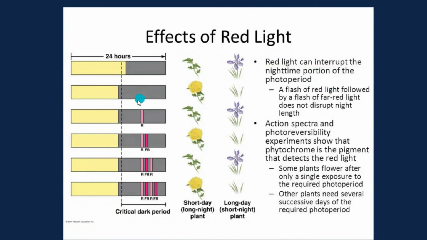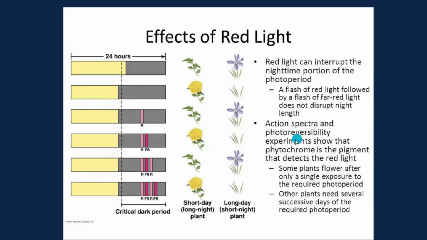So, the red light. Kaya pag sa short day plant, kapag na-interrupt, nagkaroon ng red light, hindi siya magkakaroon ng flowering. A flash of red light followed by a flash of far red light does not interrupt night length. Katulad dito, kahit nagkaroon ng flash ng red light, pero after ng red light, nagkaroon naman ng flash of far red light, magkakaroon pa rin ng flowering sa short day plants.